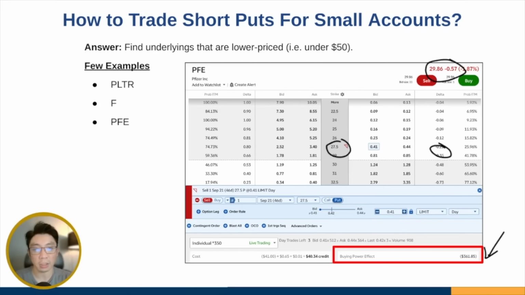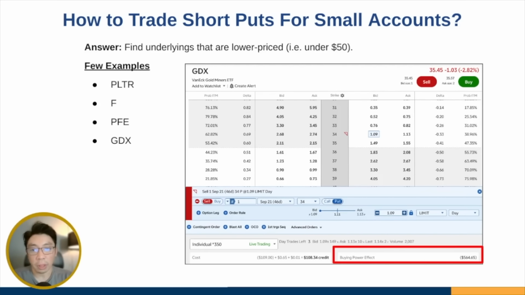Again, it's not that much, right? All this buying power you notice is under $500. So it's very simple for you to put on this short put if you want to. But of course, do not just put on this short put just because it's a cheap underlying. You still have to find the right setup and have proper risk management, which I'm going to share with you in a later slide later on.